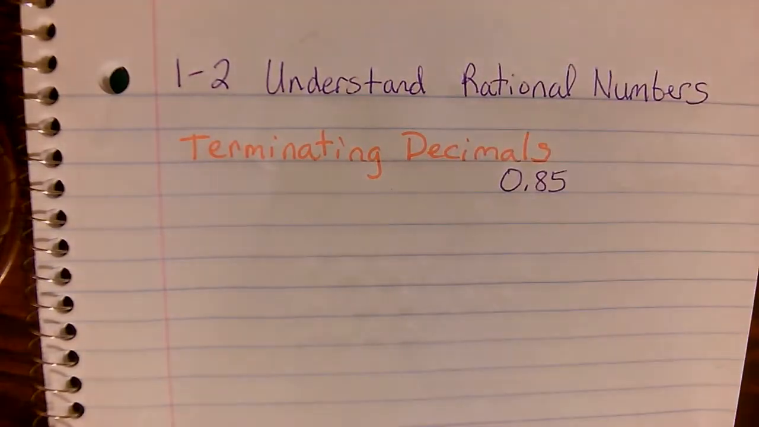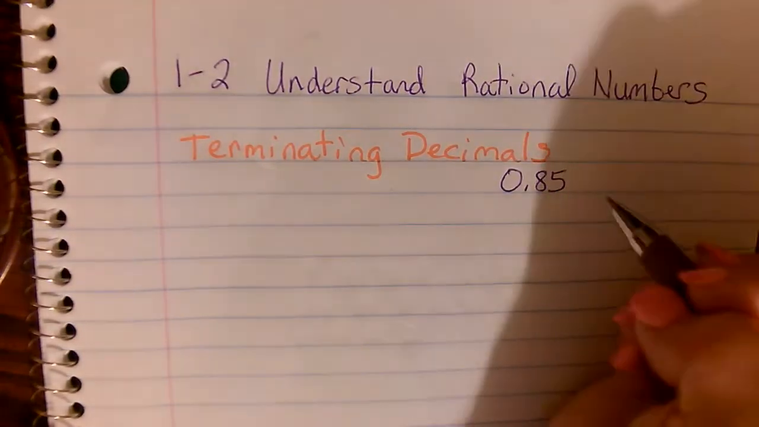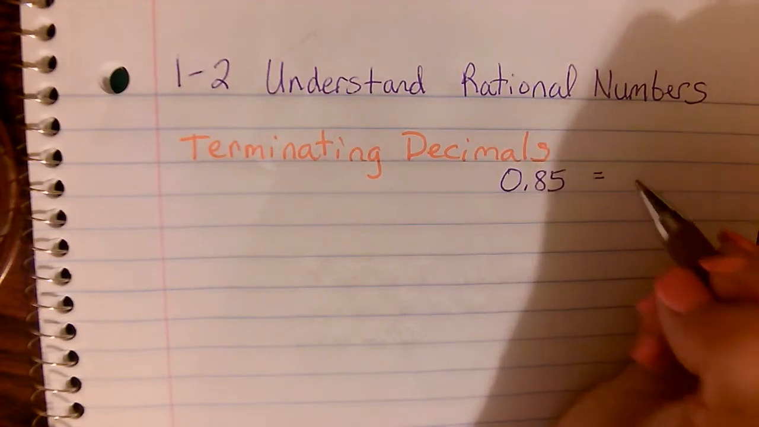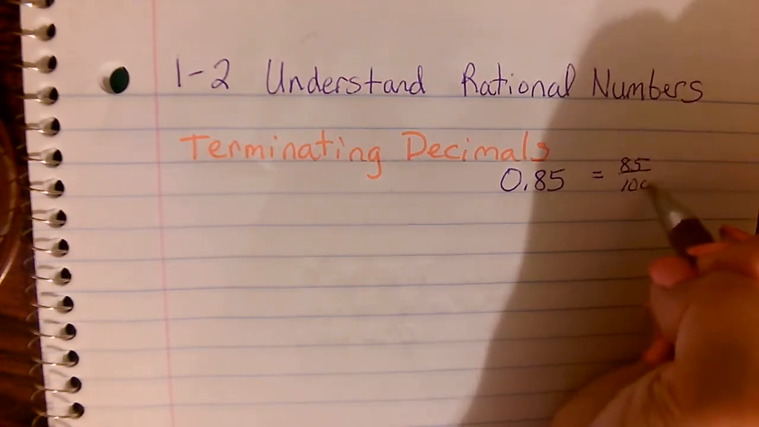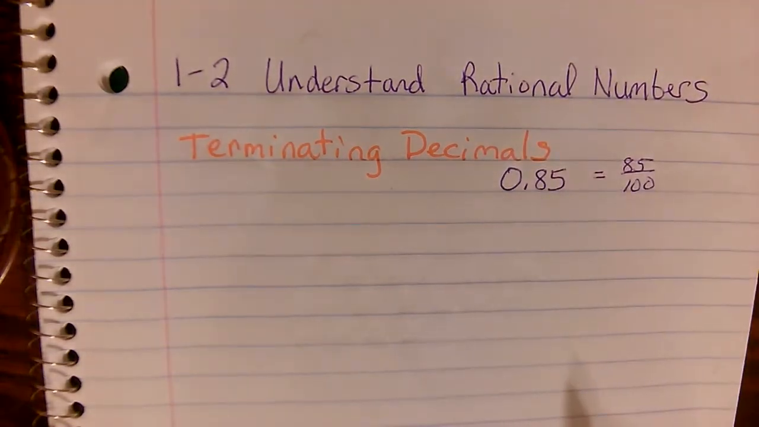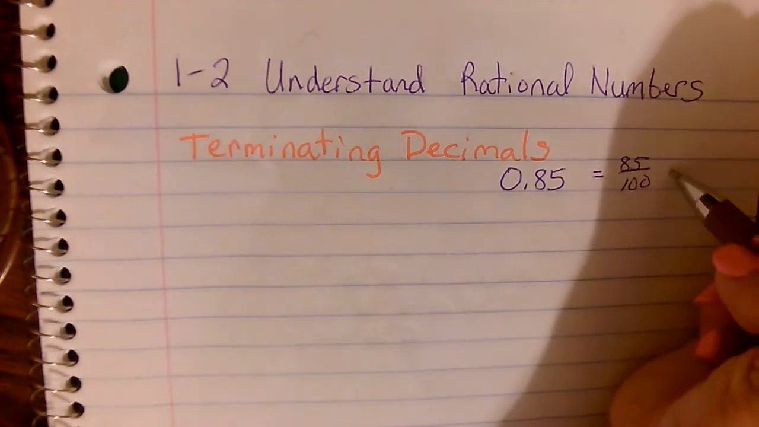0.85, and it actually converts to 85 over 100 because the place value of the 5, the last digit, is in the hundredths place. Make sure I say that right. This simplifies to 17 over 20.